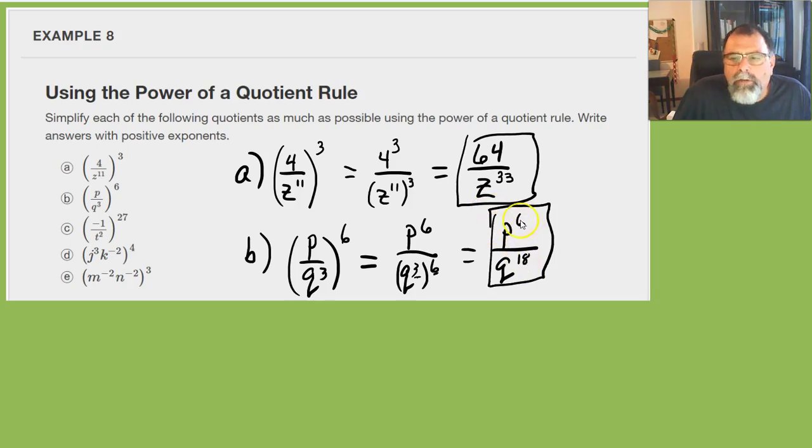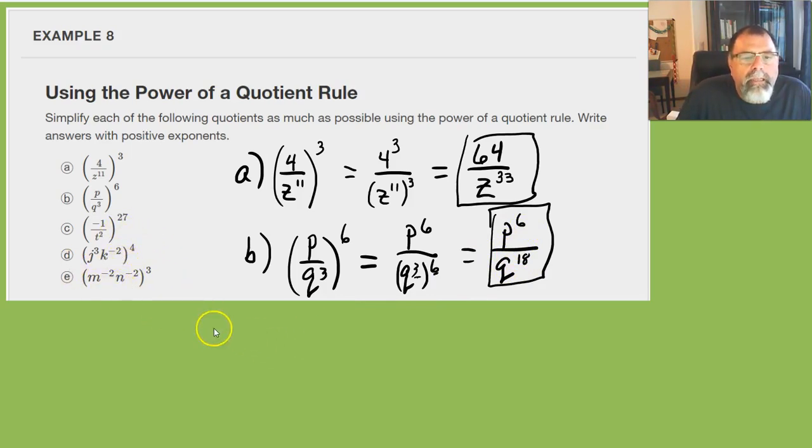Now, don't try to do anything with the 6 and the 18. Those are exponents, and these have to be the same base to be able to do something to simplify it. Okay, so that's your answer, p to the 6 over q to the 18. Let's see if any other ones.